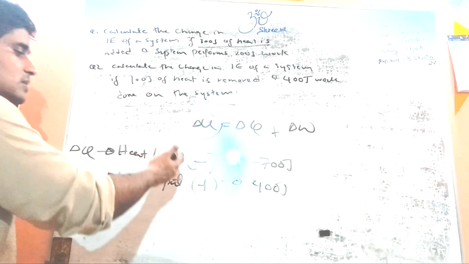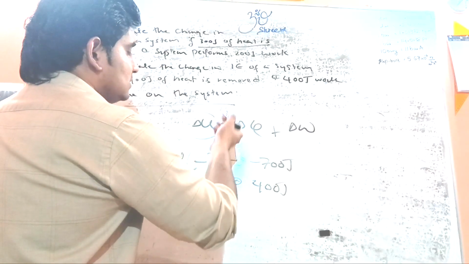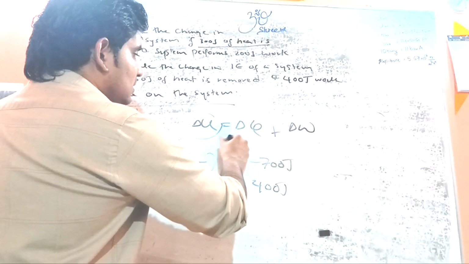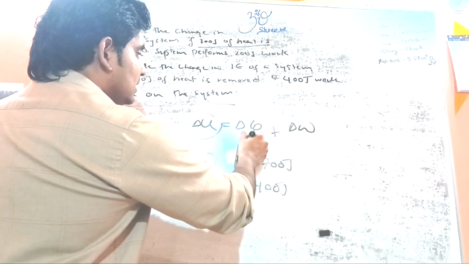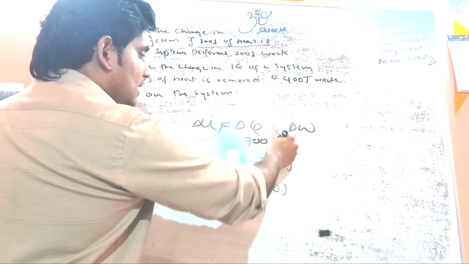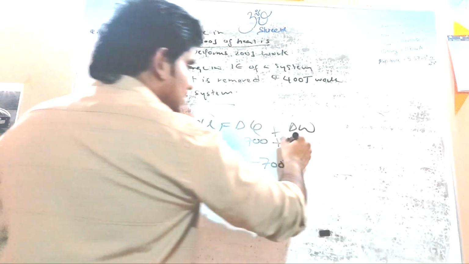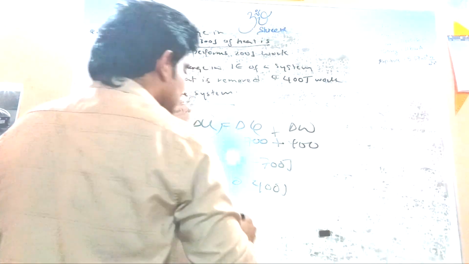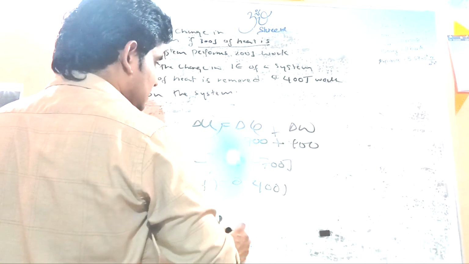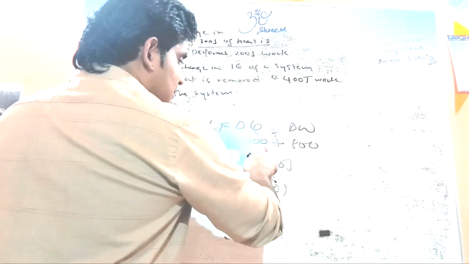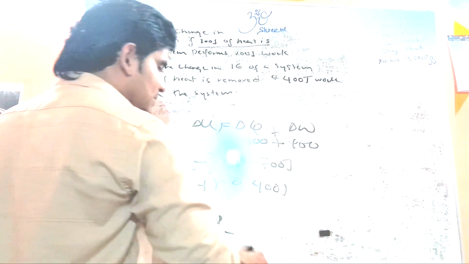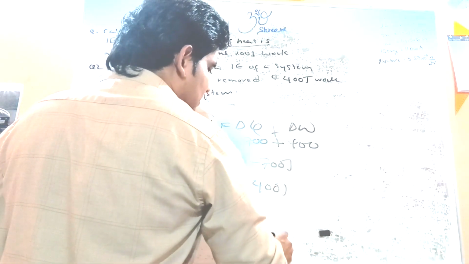So let's use this equation. Delta U equals delta Q plus delta W. What is delta Q? Minus 700 plus delta W. What is delta W? 400. So what will be the answer? Minus 700 plus 400 will be minus 300 joules, right?